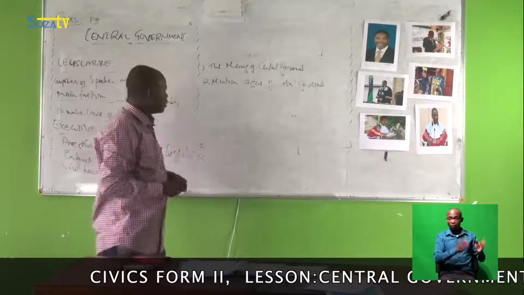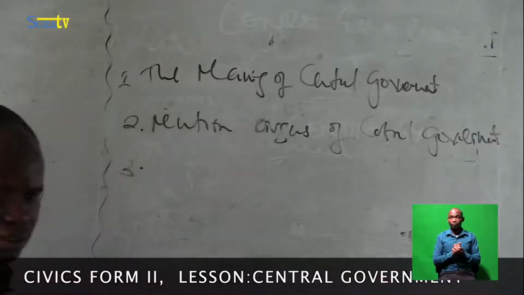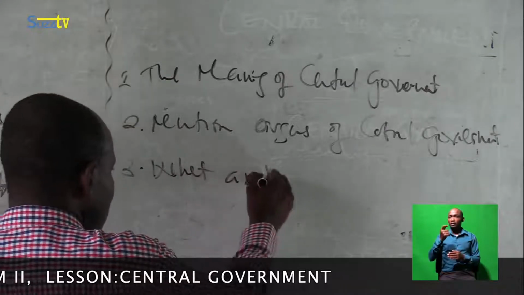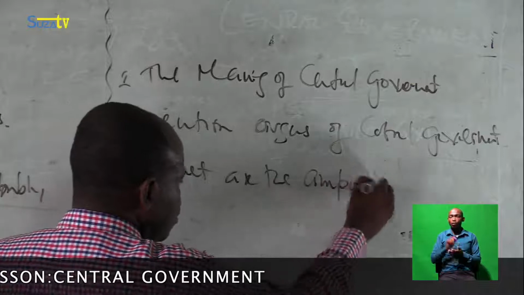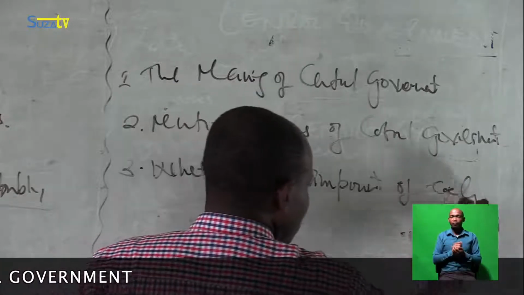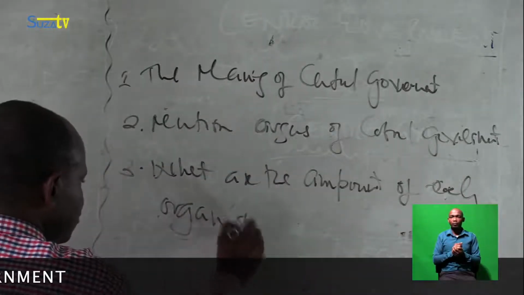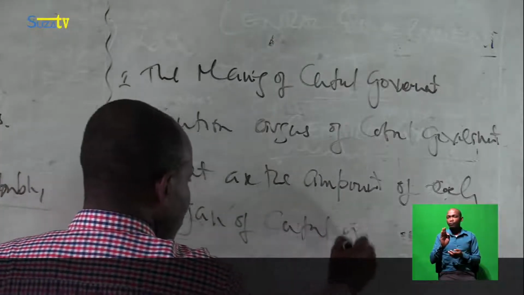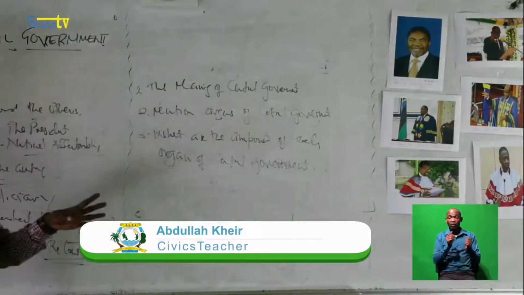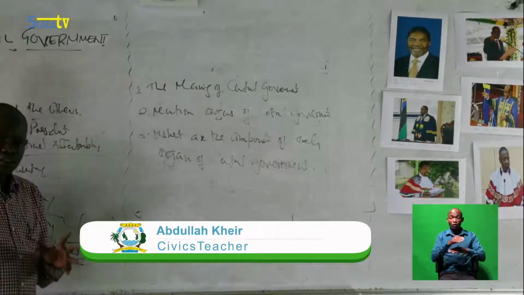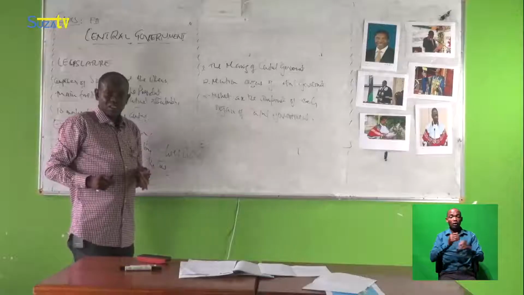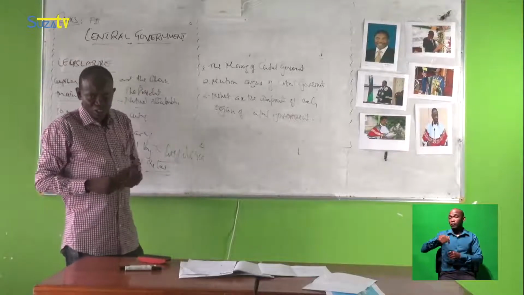And also the last one, can you guess what the last question is? What are the components of each organ of the central government? This is the main important point you have to understand before finishing the studies. You have to take those tasks and do them at home as your task today.